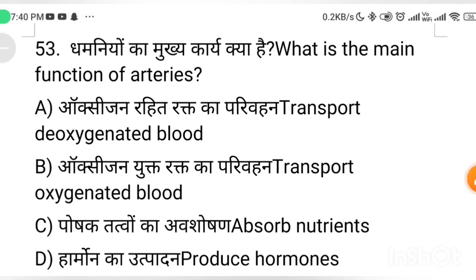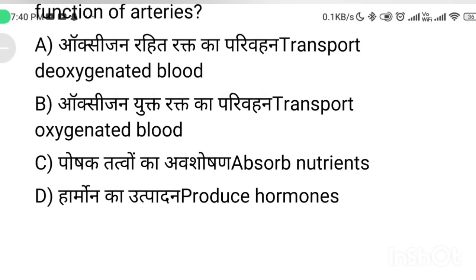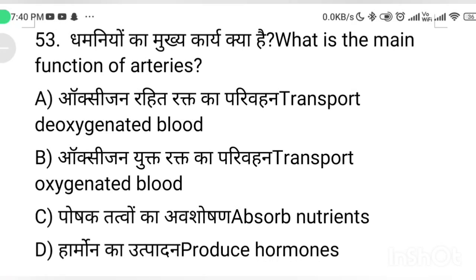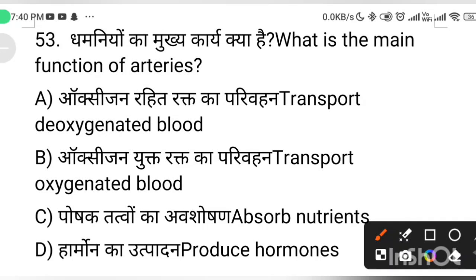What is the main function of arteries? Option A, transport deoxygenated blood. Option B, transport oxygenated blood. Option C, absorb nutrients. Option D, produce hormone. Correct answer is option B, transport oxygenated blood.